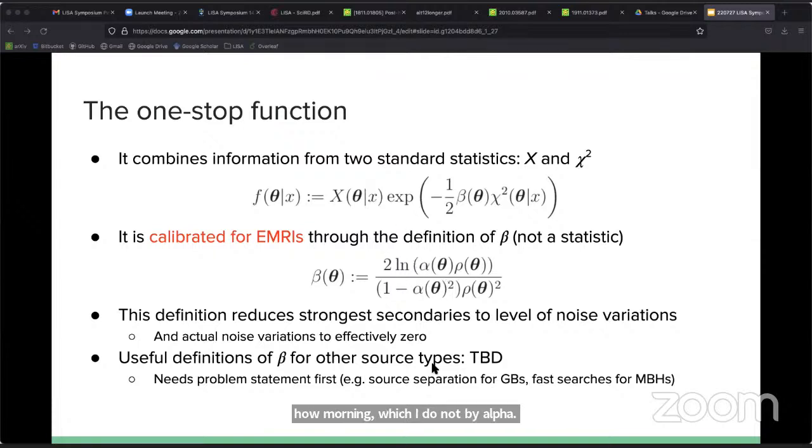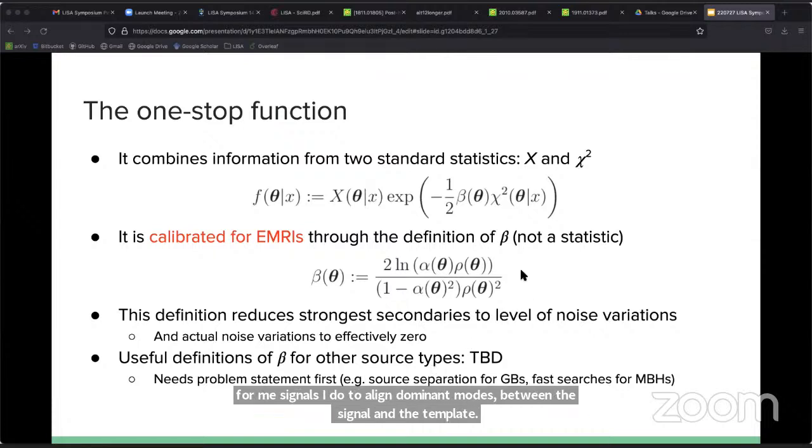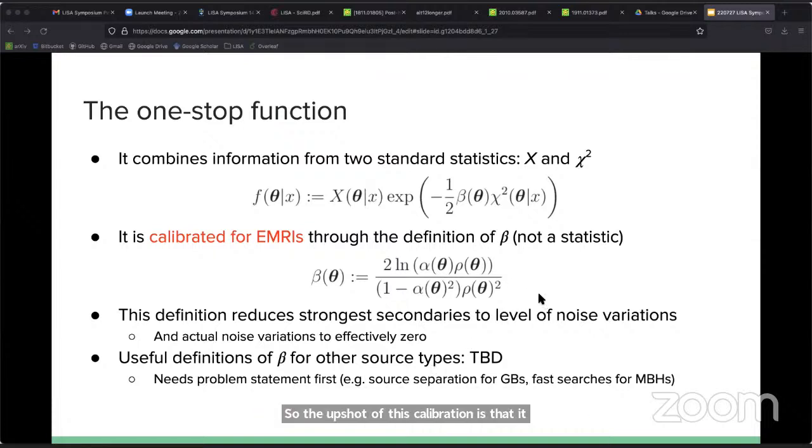Recall from earlier that the strongest secondaries for MRE signals are due to aligned dominant modes between the signal and the template. So the upshot of this calibration is that it reduces the typical height of such a secondary to the original level of noise variations, which is 1. And in the process, it also effectively eliminates actual noise variations by suppressing them to 0.